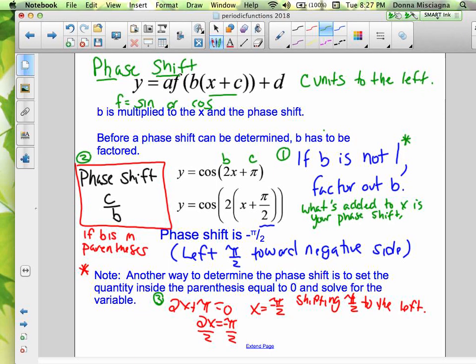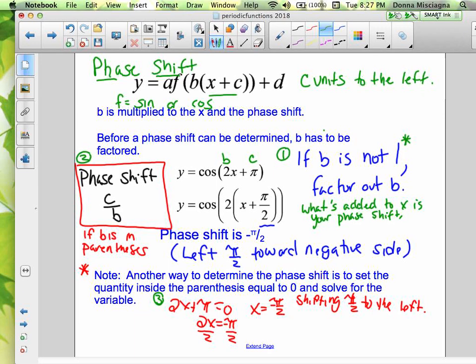So another way, if you don't like that way. I like that way because I had to identify b anyway for the period, so I just figured I'll just factor it out. Makes it really easy to find my b. And then I've got my b for my period, and I've got my phase shift. But if you don't like that way, method number 2, you can take c, the value that's added to the x expression, and divide that by b. That'll also give you your phase shift.